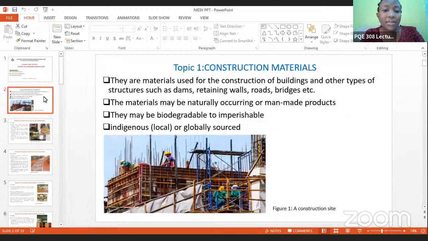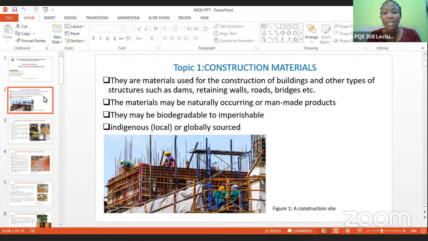So, construction materials. This is just a PowerPoint presentation. Since you have your study pack, you can jot down what you don't have inside your study pack. Construction materials are just materials that are being used for construction of buildings.